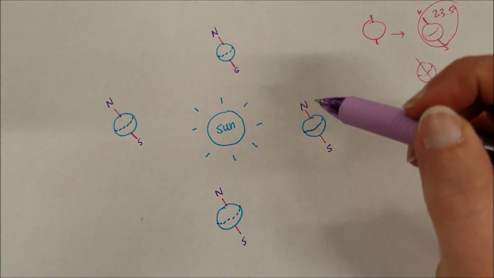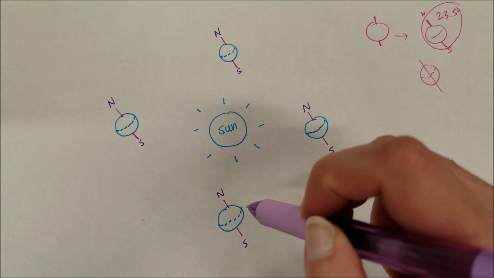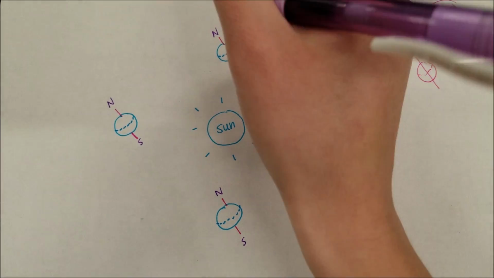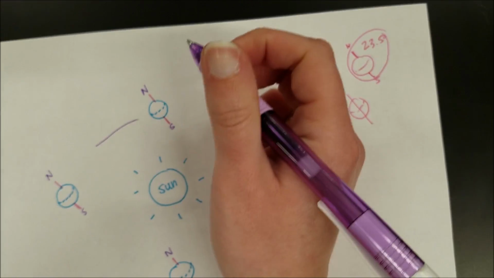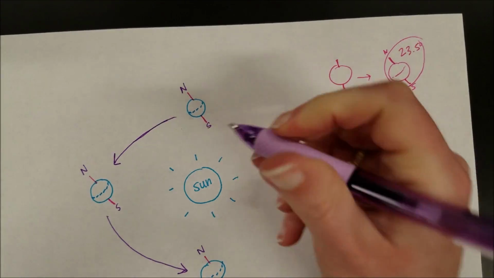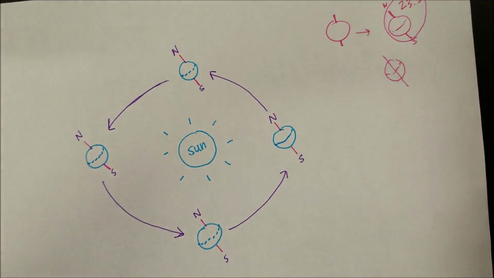It is perfectly acceptable to draw directional arrows going clockwise, or you can draw them going counterclockwise. It really doesn't matter which direction we draw them in. So I'm just going to pick a direction and draw those arrows in that direction. So now we are finished drawing our seasons diagram and we are ready to label the seasons.